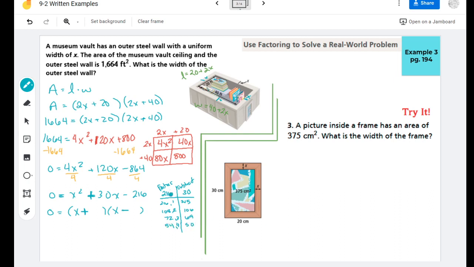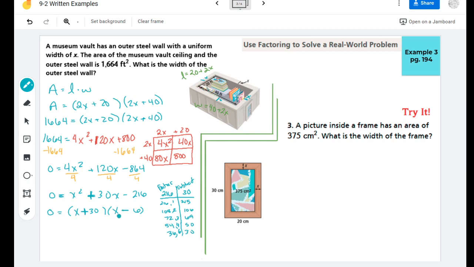216 doesn't end in 5 or 0, so it's not divisible by 5. But it is divisible by 2 and 3, which means it's divisible by 6. So 216 divided by 6 is 36. And 36 minus 6 is 30. So that's my set that I need here. Okay.